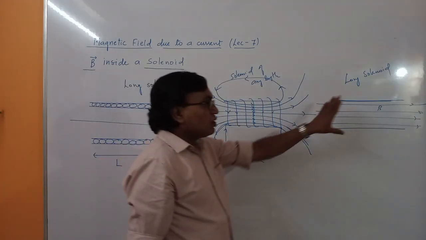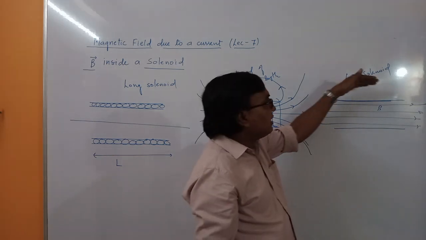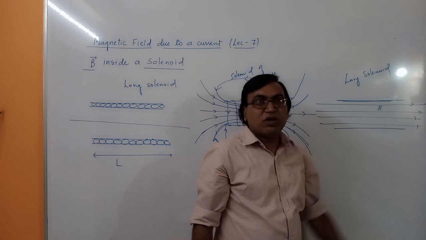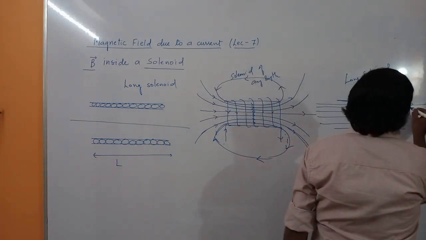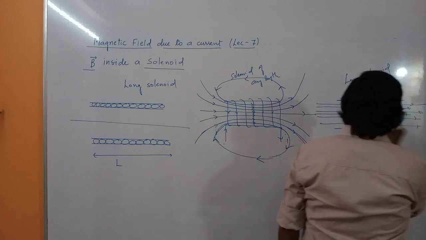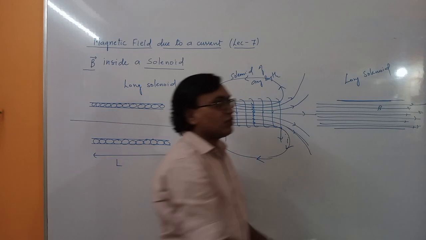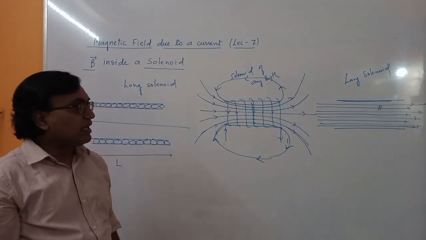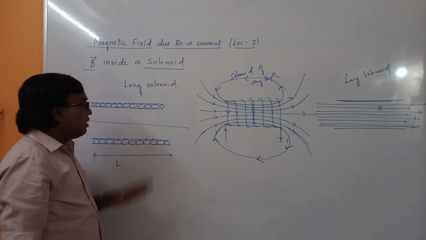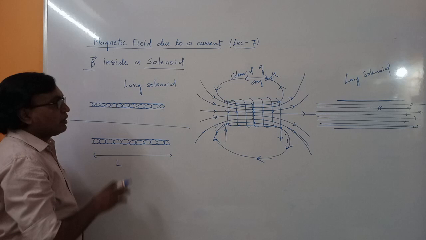So if this is a long solenoid or an ideal solenoid, then there is no magnetic field outside the solenoid. Magnetic field will become uniform. So this is uniform magnetic field inside a solenoid and the direction is along the axis of the solenoid. That is a long solenoid. Now we will find out magnetic field by using Ampere's law here.